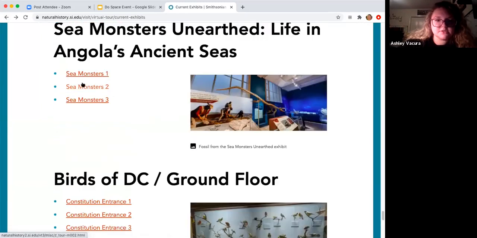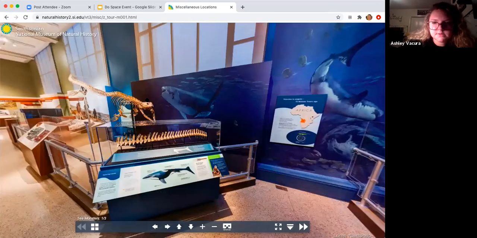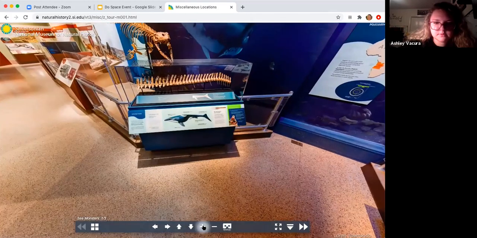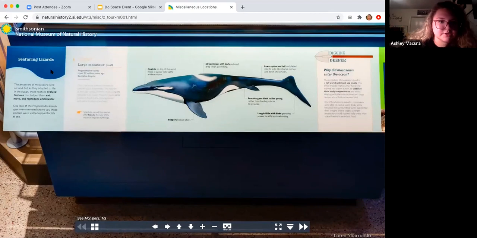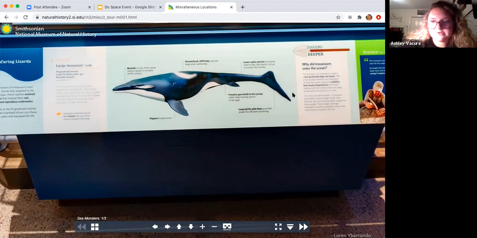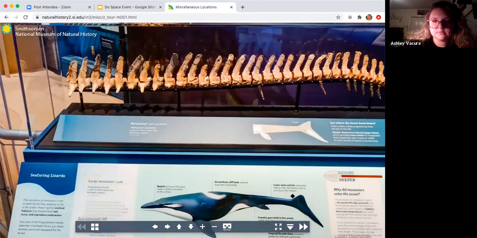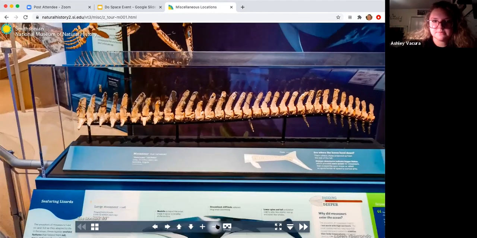And there's also sea monsters. So these are pretty cool. These are kind of like the sharks and stuff that we've seen. So this is a sea-faring lizard. It kind of looks like a whale, except a little bit skinnier. They have flippers, nostrils, a spine, a tail. So that's kind of cool. And look, looks like there's its spine. Looks a lot like ours, just a little bit longer.